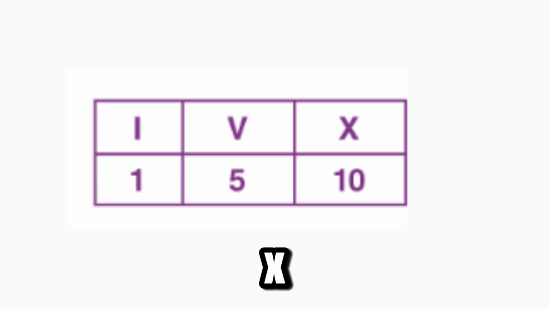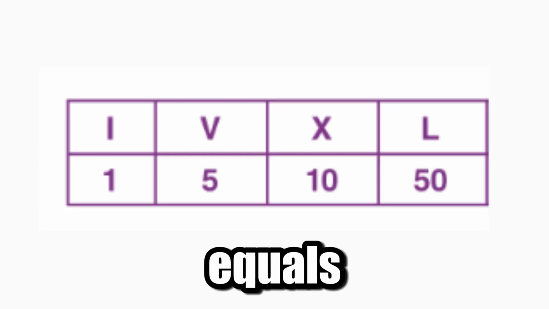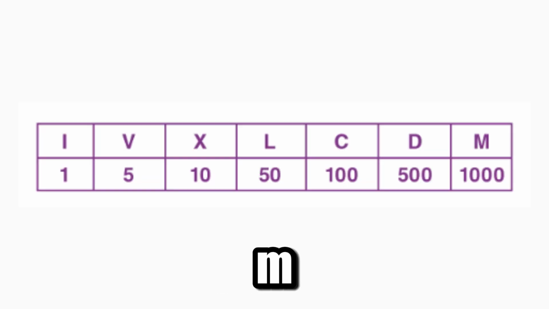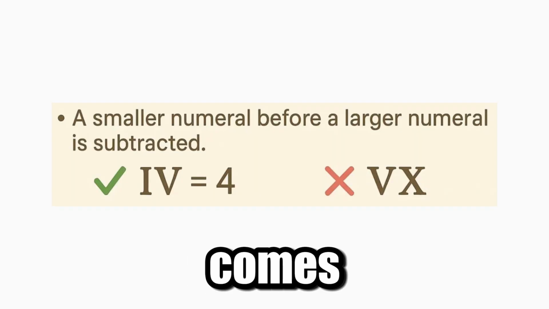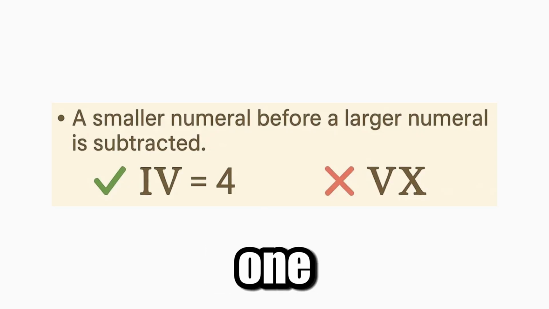I equals 1, V equals 5, X equals 10, L equals 50, C equals 100, D equals 500, and M equals 1,000. The rules are actually pretty simple. If a smaller numeral comes before a bigger one, you subtract. But if it comes after a bigger one, you add. So, here are some examples so they make sense.